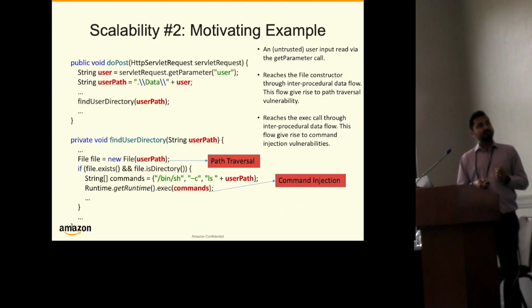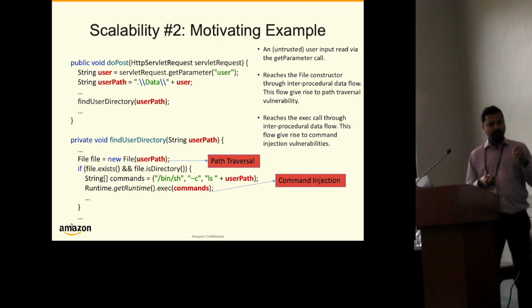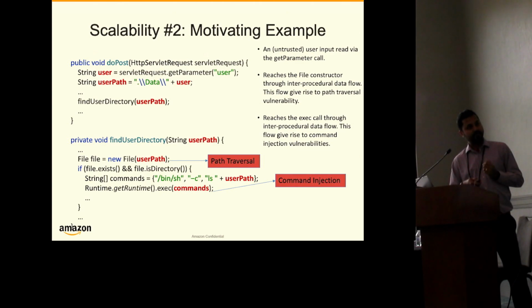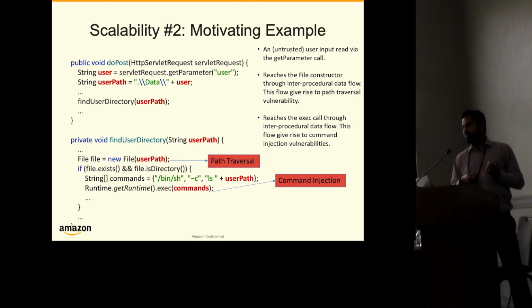The second optimization is basically around caching. So let's take this particular example. Let's say here an untrusted user input is read via a get parameter call here, right? So this is the user input. And this reaches the file constructor through the interprocedural call here. So this reaches through this interprocedural call into this file constructor. And this particular flow leads to a path traversal vulnerability, right? So this is one injection error.